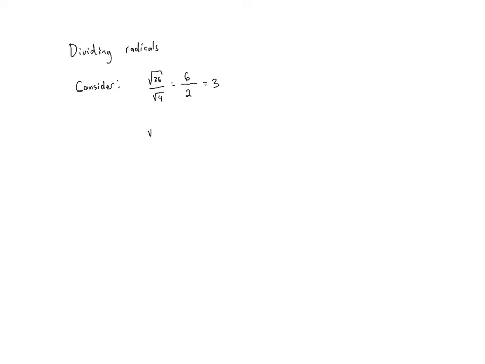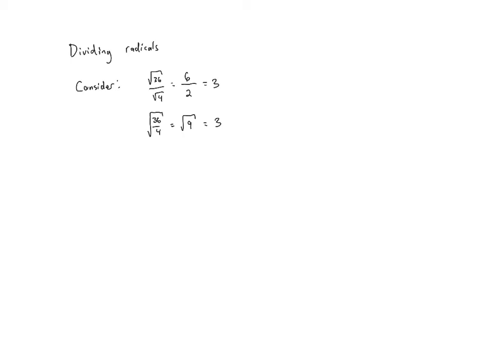But let's also look at the square root of 36/4. Here, that radical acts as a grouping symbol, and we need to do the division before we can evaluate the square root. 36 divided by 4 gives us 9, and the square root of 9 gives us 3. We see that we end up with the same answer whether we evaluate the square roots and then divide, or whether we divide first and then evaluate the square root.